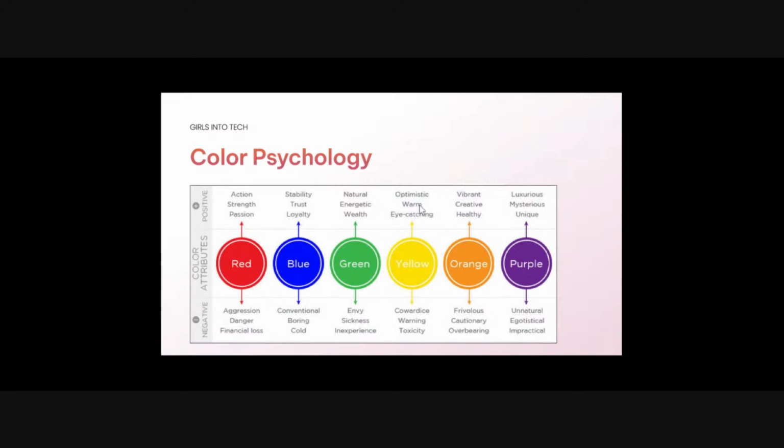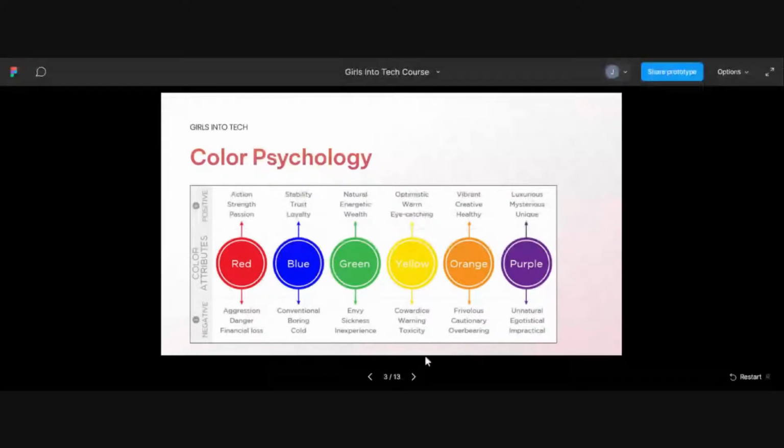So we can also look at yellow, right? Is optimistic, warm, eye-catching, you know. We also look at orange is vibrant, creative, and healthy, right? The purple stands for luxurious, mysterious, and unique. One that is omitted here is also black. Black could actually stand for luxury, right? Sophistication, things like that, right?